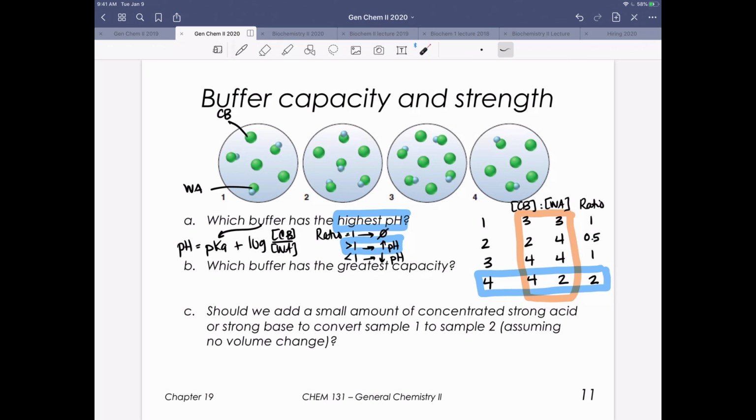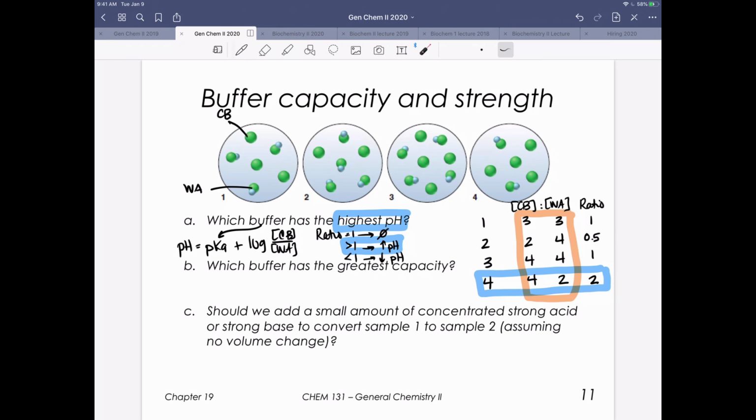So what we need to do here is look at the number of conjugate base species and the number of weak acid species that we have. Looking at this ratio will tell us what we want. If we want the pH to be equal to the pKa, that's going to have a ratio of 1, meaning we're not adding anything. If we want to increase the pH, we want a ratio greater than 1. To decrease the pH, we want a ratio less than 1. So we can see here, only solution 4 has a ratio where we have more conjugate base than acid, so that one is going to have the highest pH.